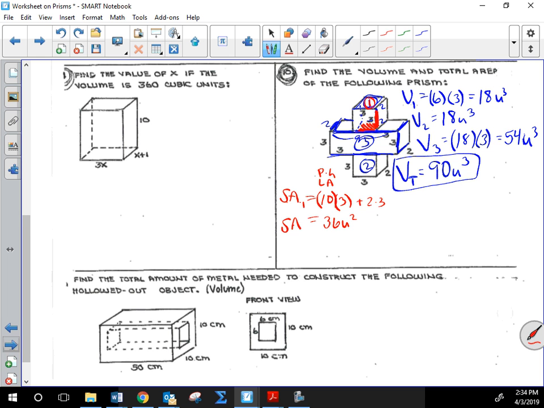Now this is the same as the bottom block, because the bottom block once again has lateral and then one of my bases. So my surface area for that one would also be 36. Okay, so now let's go ahead and find surface area for the big rectangular piece. Do we have questions so far before we dive into the big chunk?